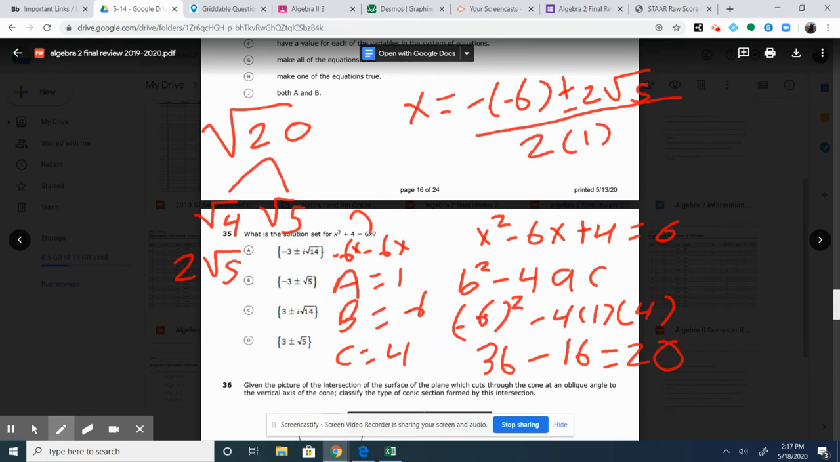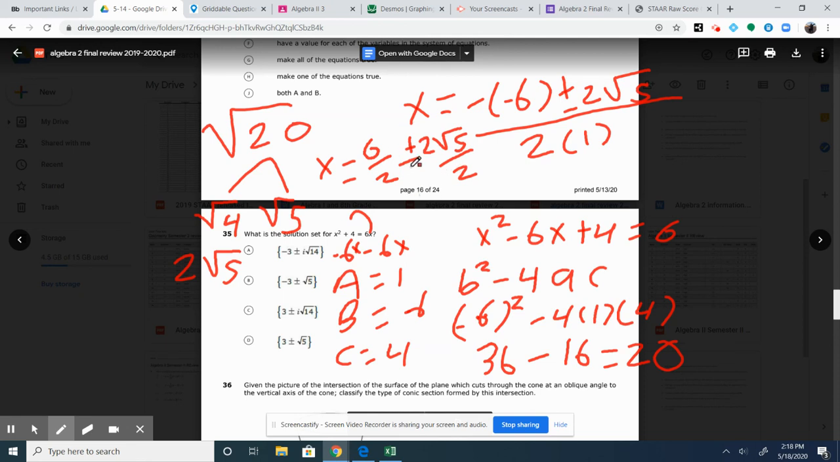So simplifying this a little bit, we have x is equal to 6 over 2 plus or minus 2 square root of 5 over 2. So I split it into two different ones because that's the same thing as saying the whole thing divided by 2.